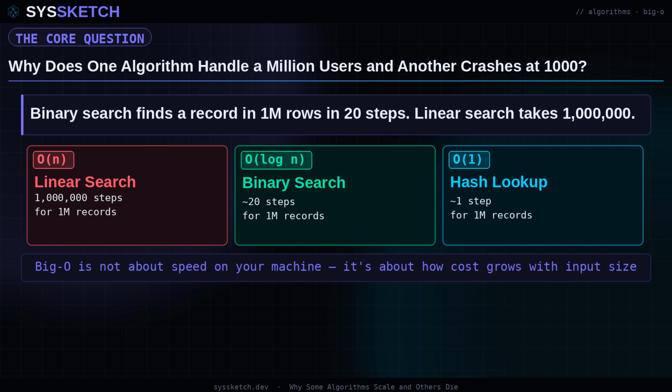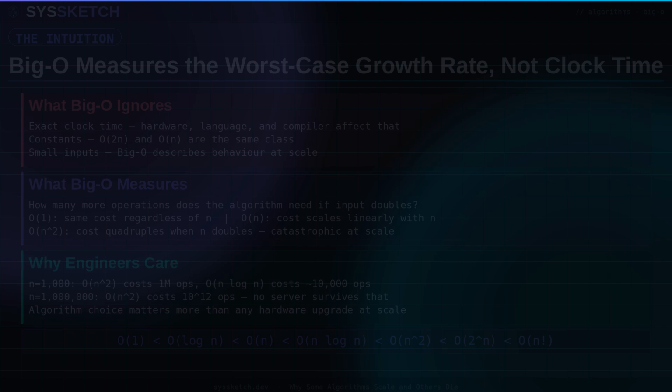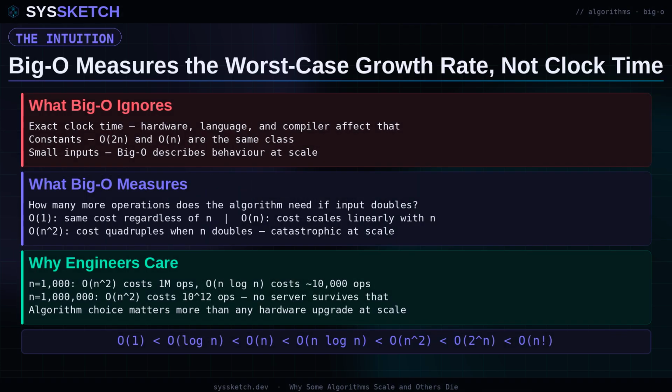Before we go further, let us be clear about what Big O ignores. It ignores constants. O of 2n and O of n are treated as the same class because at massive scale the constant disappears. It ignores small inputs. If you are processing 10 records, almost any algorithm works. Big O is a description of behavior at scale. What happens when n reaches 10,000, a million, or a billion? Engineers care about this because choosing the wrong complexity class is a problem that no amount of hardware can fix beyond a certain point. Let us walk through the 6 complexity classes every engineer needs to know.